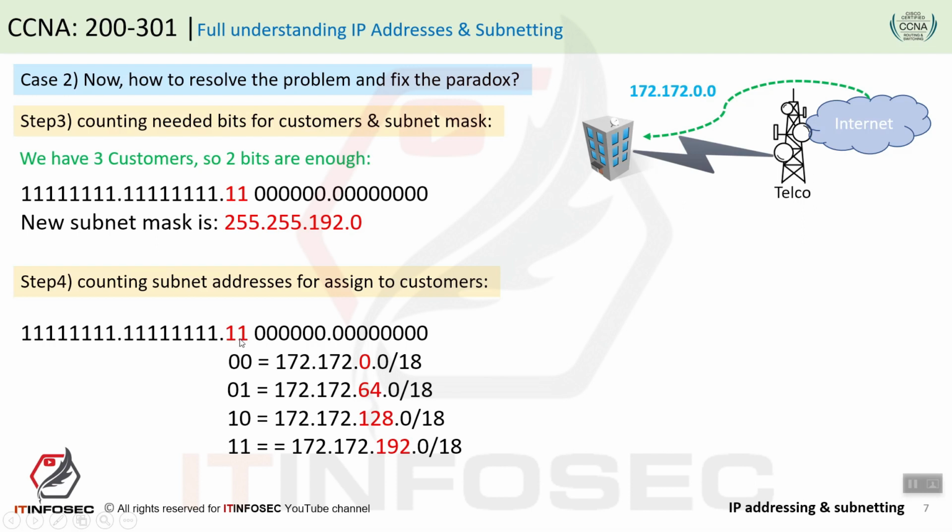Because we have 2 one-bits, if these 2 bits contain 00, the subnet address will be 0. If 01, it will be 64. If 10, it will be 128, and if both of them are 1, it will be a value of 192. Let's stop here for more discussion.